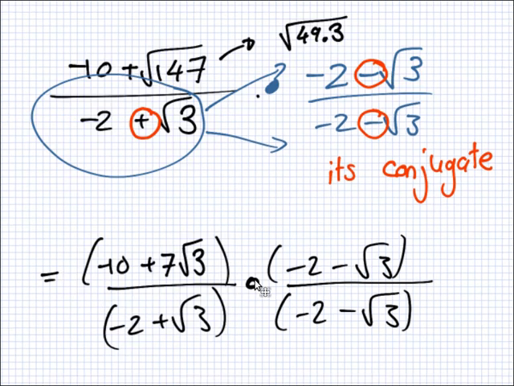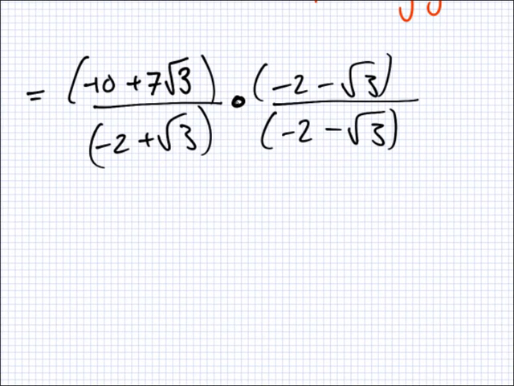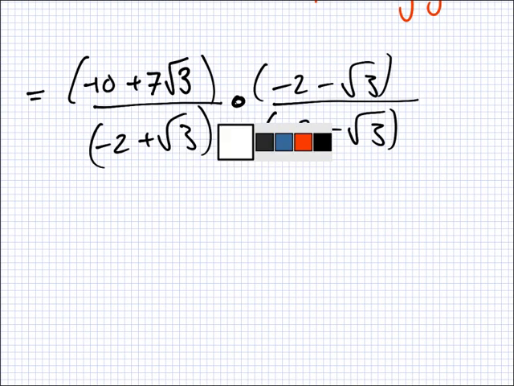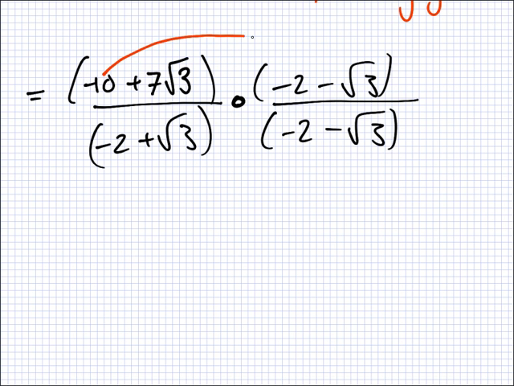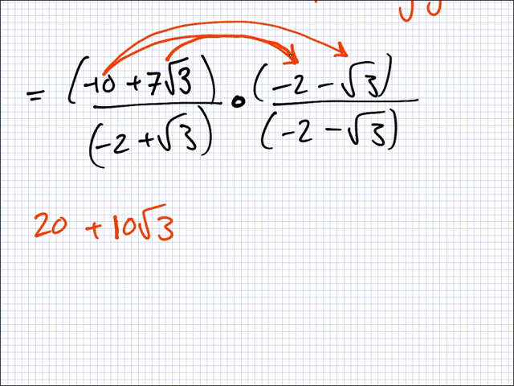Right, let's multiply the top. The first one, minus 10 multiply minus 2 is 20. Minus 10 multiplied by minus root 3 is plus 10 root 3. Now the next one, 7 root 3 multiply minus 2 is minus 14 root 3. And then the last one, minus 7 root 9.